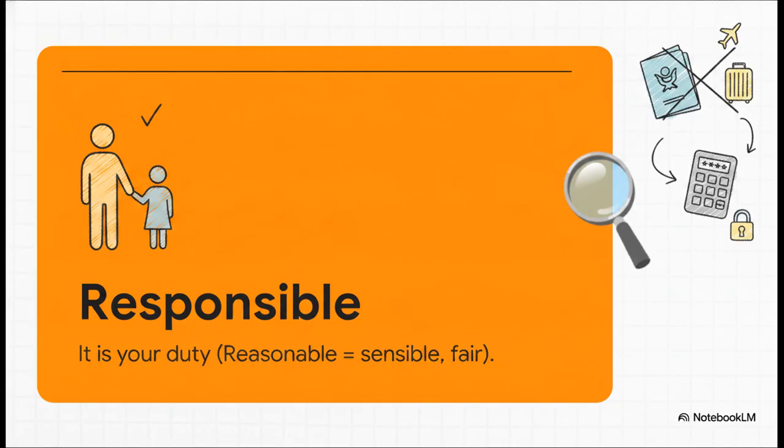Responsible means it is your duty. You are accountable for something. Reasonable, on the other hand, just means sensible or fair. An adult's duty is to their child, so they are responsible for them. Oh, and another classic pair is password versus passport. One is an account login, the other is a physical travel document. Please don't hand the airport security guard your password.